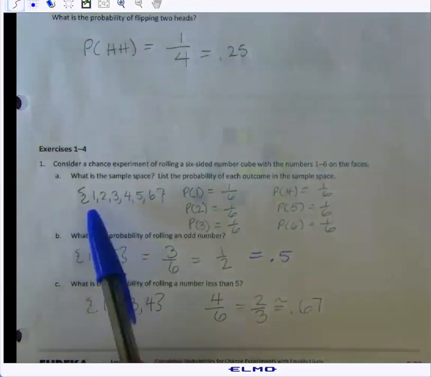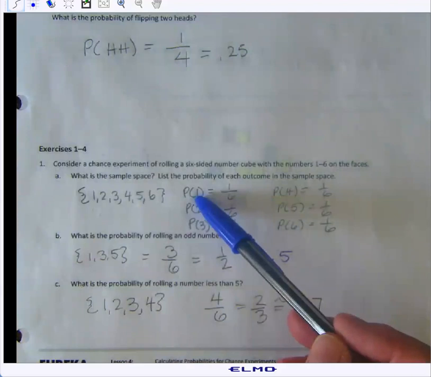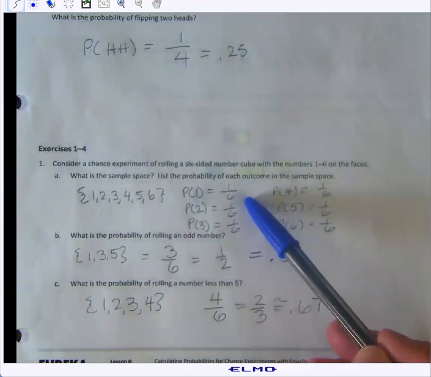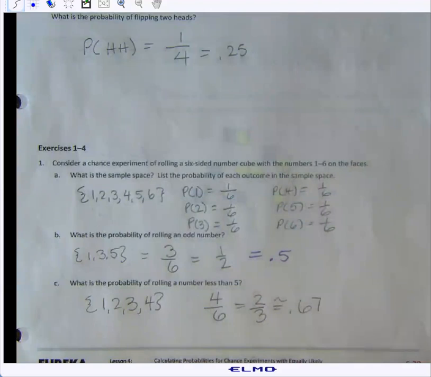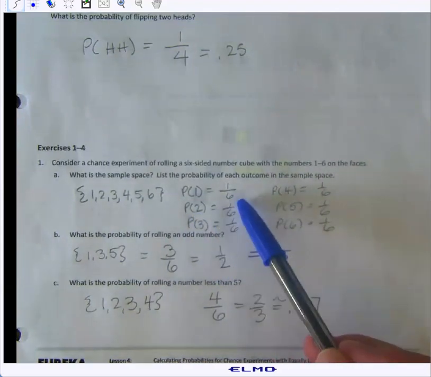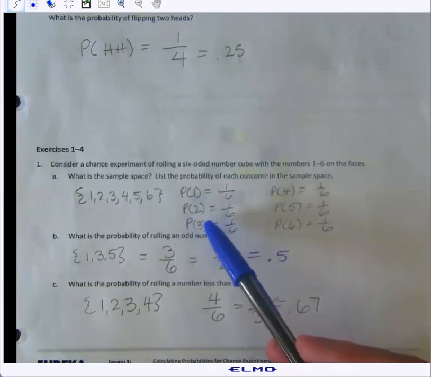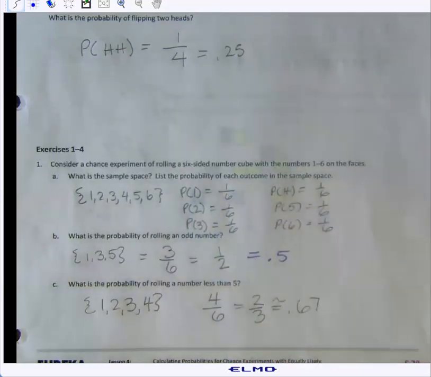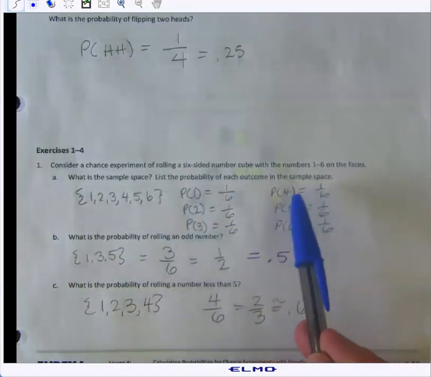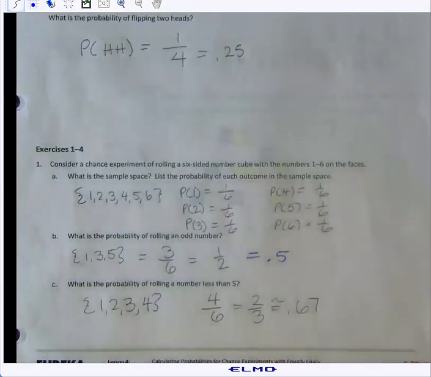And so if there are 6 different things that could happen, the probability of it landing on a 1 is only 1 out of 6. So that's my probability, 1/6. The probability of it landing on a 2 is still only 1 out of 6. There's only one way to get a 2, okay? And that's if the number cube lands on a 2. There's only one way to get a 3, only one way to get a 4, and so on. So the probability of each of those is 1/6.